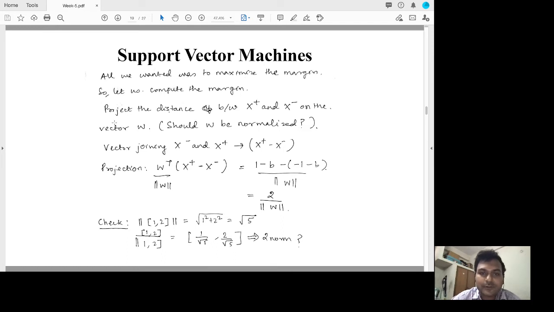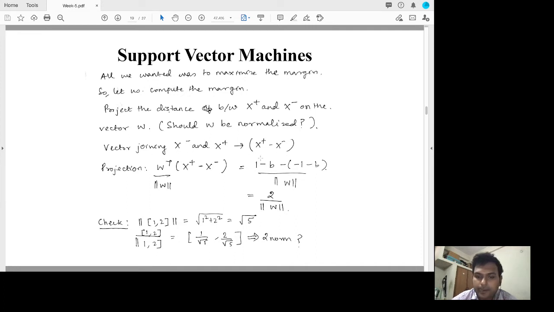So the answer to this is to project the distance between x plus and x minus on the vector W. The question that I asked was, should W be normalized? And your answer is yes, W should be normalized. Normalization means you take W and divide it by the norm of W. In that case, the norm of W will become 1. Sorry to interrupt, yeah, Soumya.